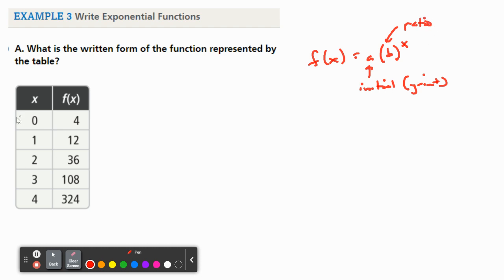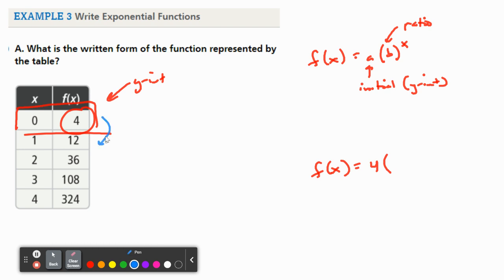Okay, so notice this first row right here. When x is 0, y is 4. This is your y-intercept, 4. So that's going to be your a value. All right, so down here, I already know this is f of x equals 4. And now I need the ratio. So now what you have to do is you have to go, and I'll use blue, you have to go in that y column. What do you multiply 4 by to get 12? Or 12 divided by 4 gives you what? Because if you know that, that'll be that common ratio. And 12 divided by 4 is 3.